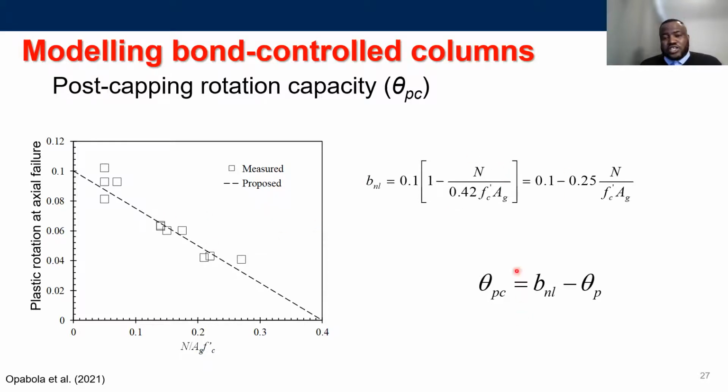So of course, the post-capping rotation capacity is the difference between the plastic rotation at axial failure, which we predict using this model, and the pre-capping rotation capacity. And that pretty much gives you all your deformation components.